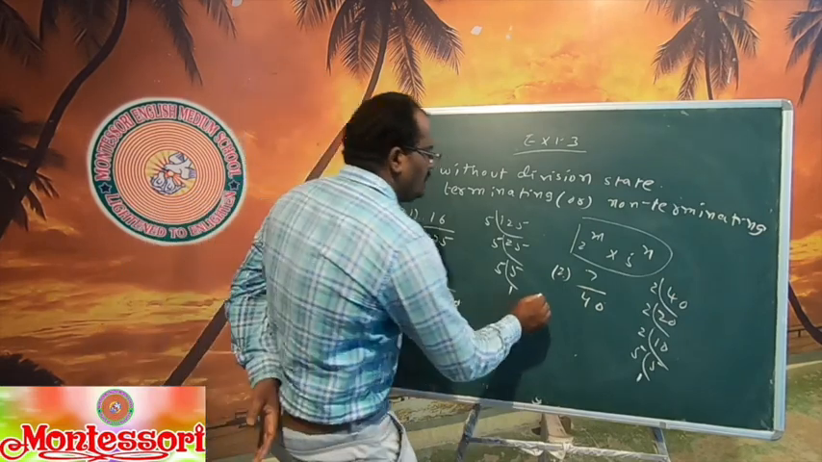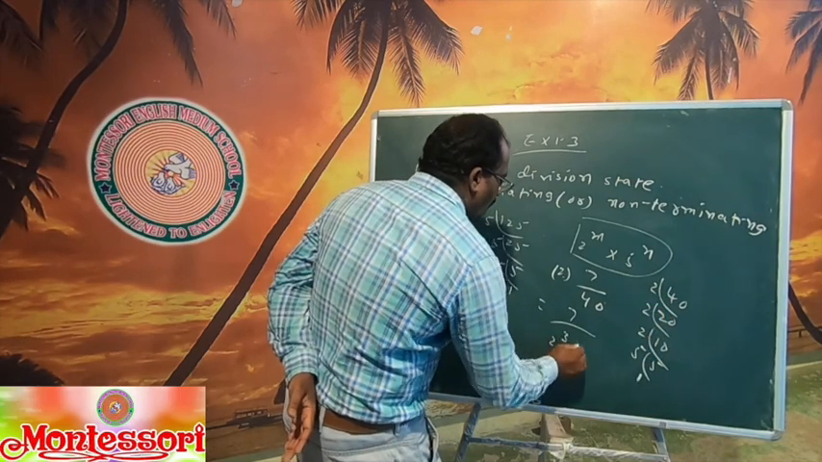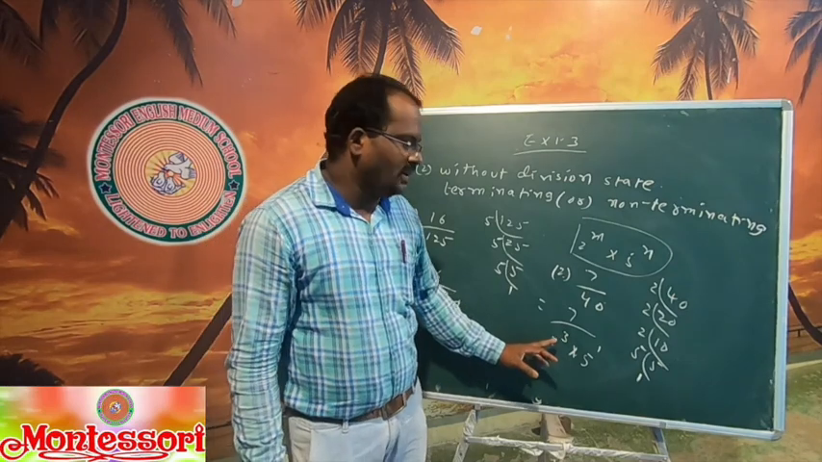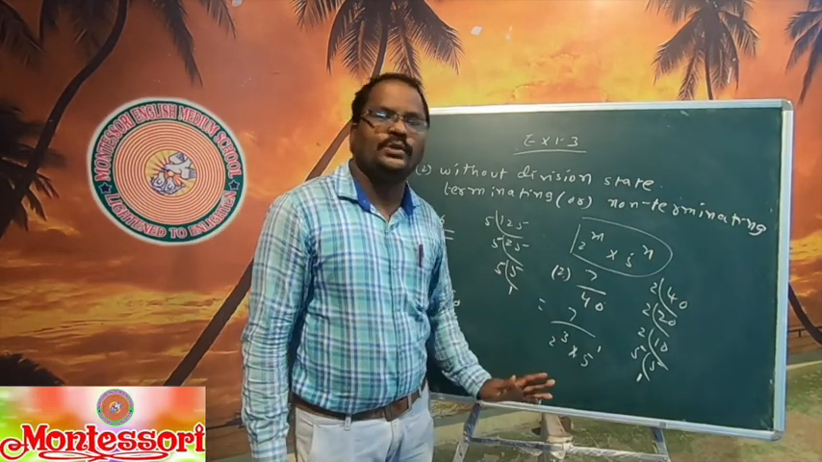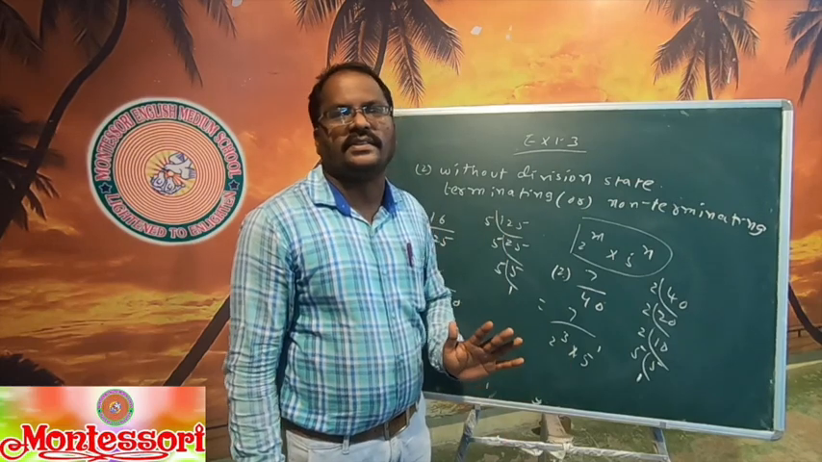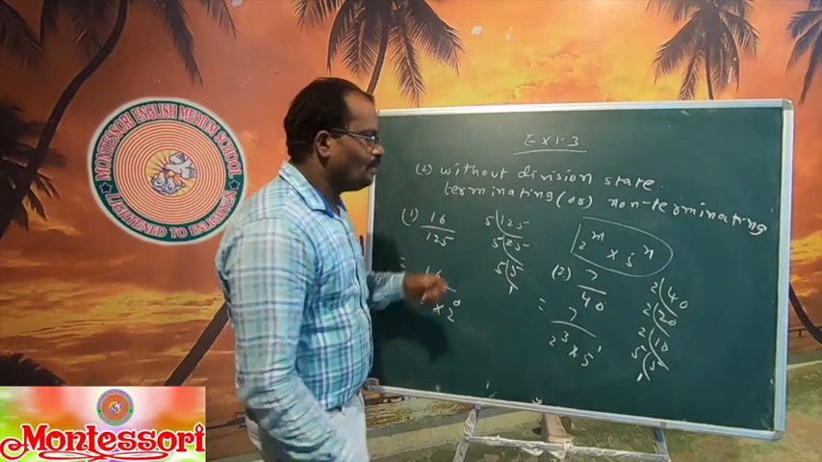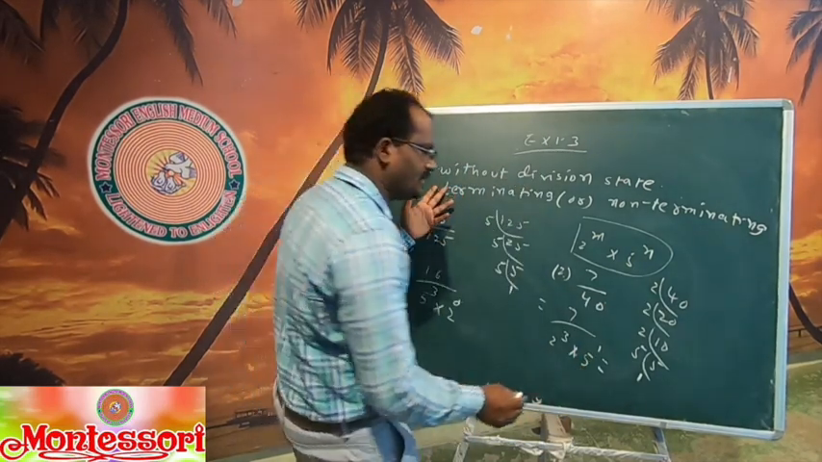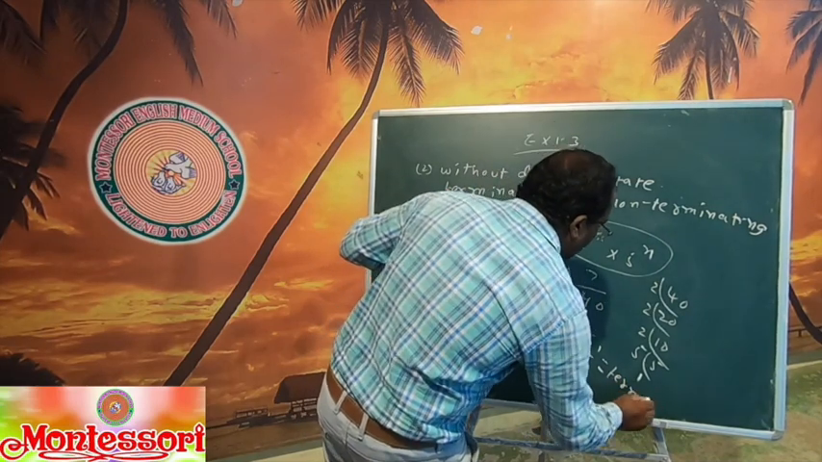Then the denominator: how many times is 2 there? 3 times. And 5 how many times? 1 time. That means whenever the denominator has 2 factors along with 5 factors, or only 2 factors, or only 5 factors, in such 3 cases it is always called terminating. So is this fraction terminating or non-terminating? Yes, it is terminating. It is a terminating decimal.